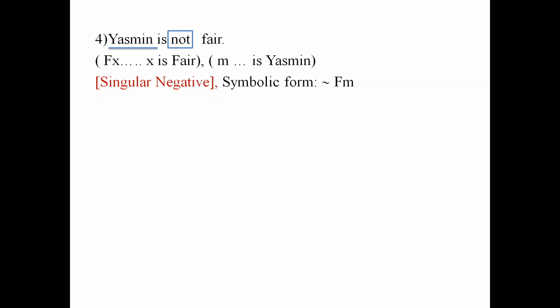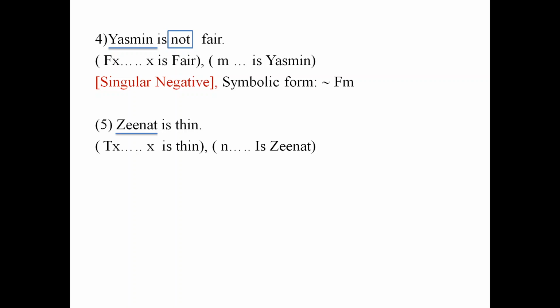Then we come to the next. Zenith is thin. Here Zenith is the proper name. Again it possesses the property, so it is a singular affirmative proposition. For Zenith we cannot use Z. We have to use the given symbol, that is small n, and for thin capital T, the predicate constant written on the left, and Zenith, that is the individual, on the right. So the symbolic form will be capital T small n.